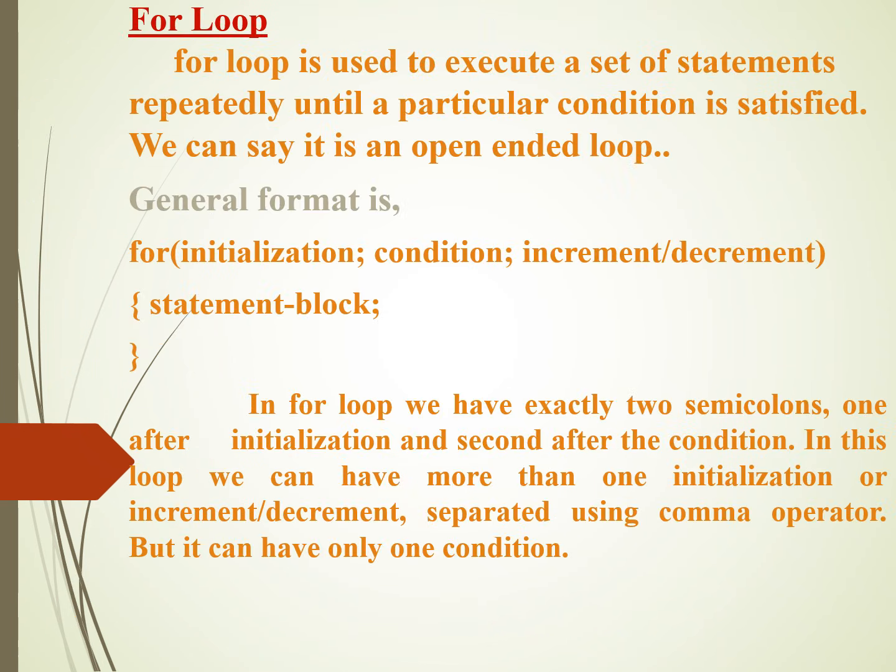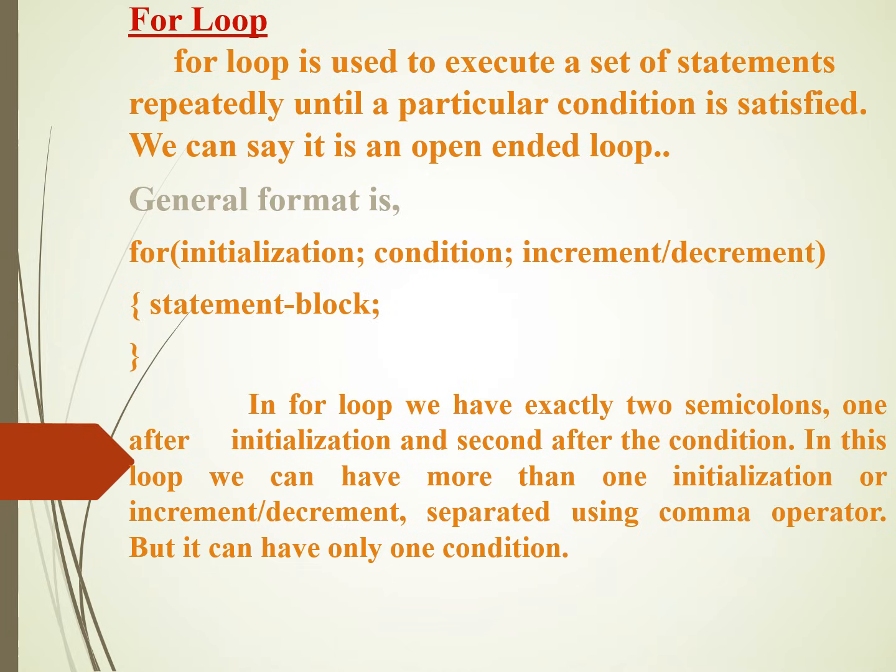Now, let's move to the for loop. The for loop is another looping statement used for repeated execution. It is mostly used when we know in advance how many times the loop should be executed. The general syntax of the for statement is divided into three parts. The first part is initialization, the second part is condition, and the third part is increment or decrement.